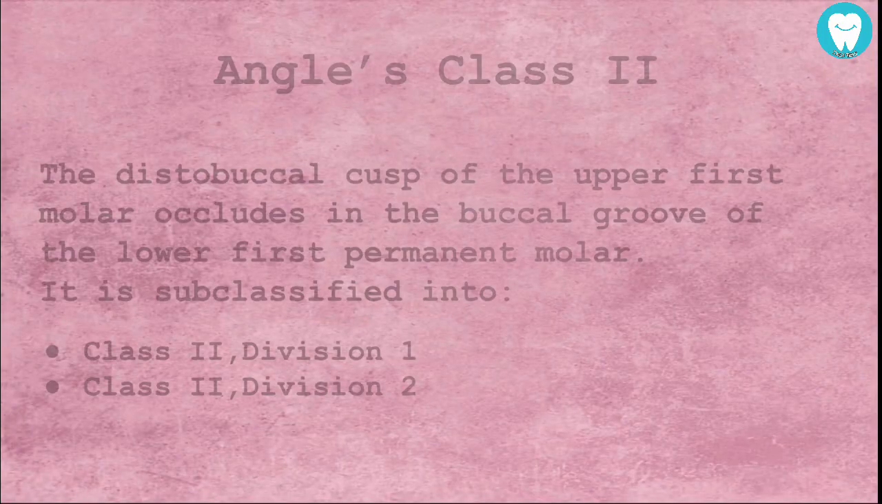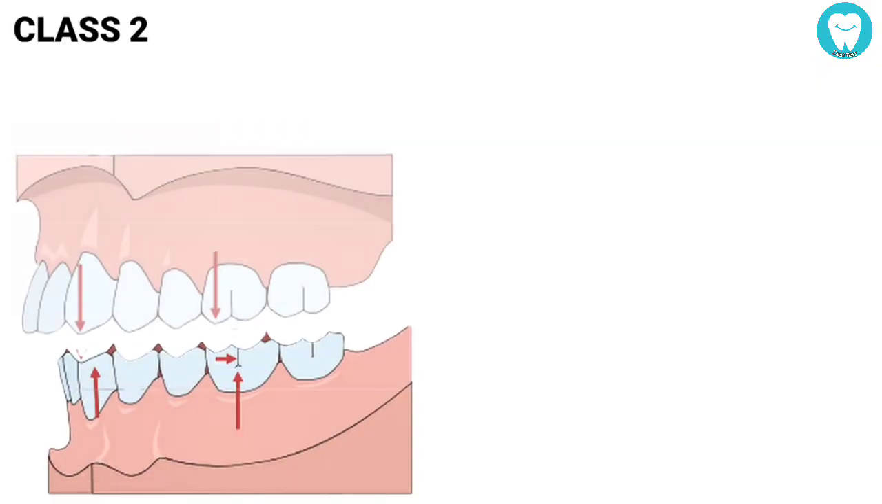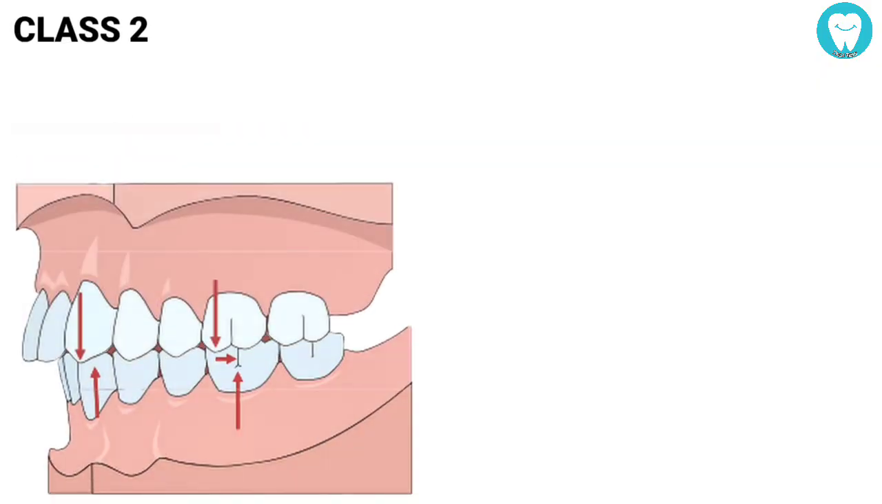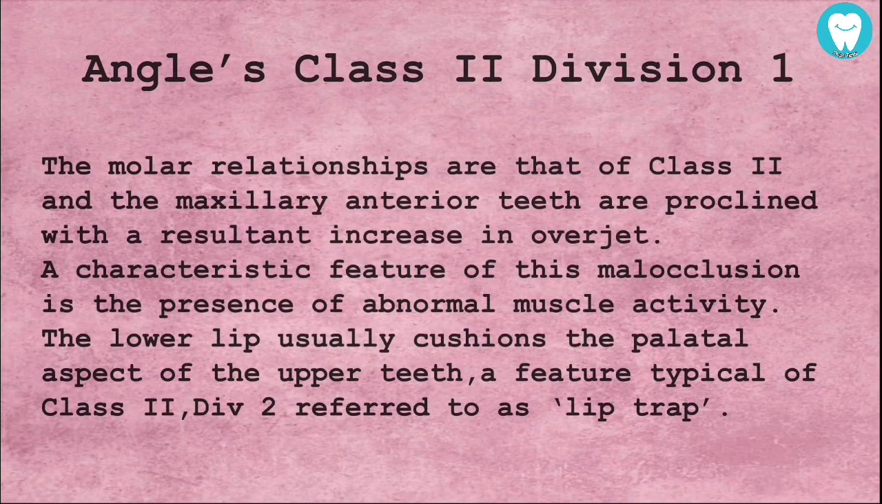Angle's class 2 is when the distobuccal cusp of the upper first molar occludes in the buccal groove of the lower first permanent molar. It is subclassified into class 2 division 1 and class 2 division 2. As you can see in the image, the distobuccal cusp of the upper first molar is occluding in the buccal groove of the lower first permanent molar.